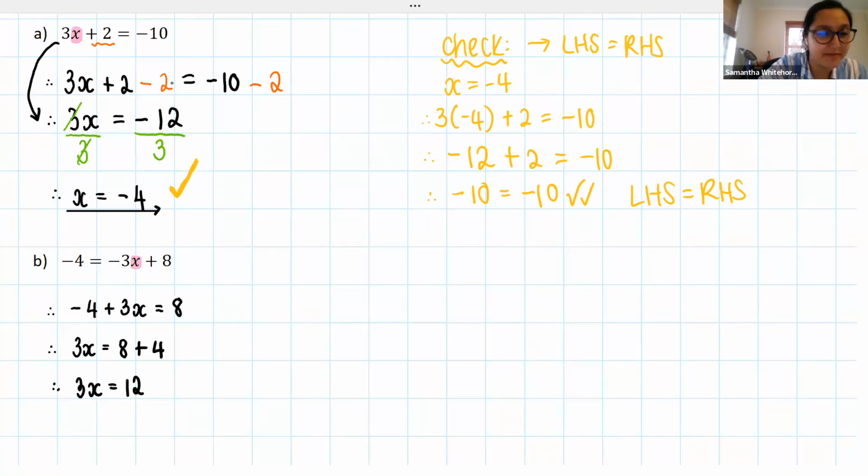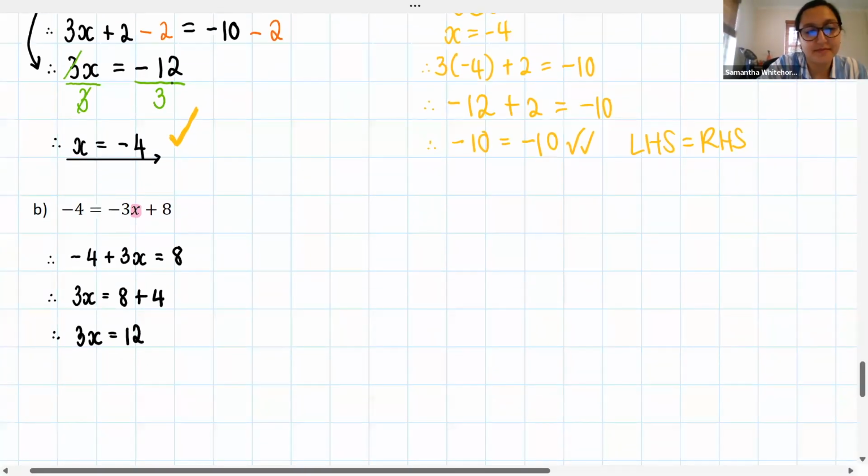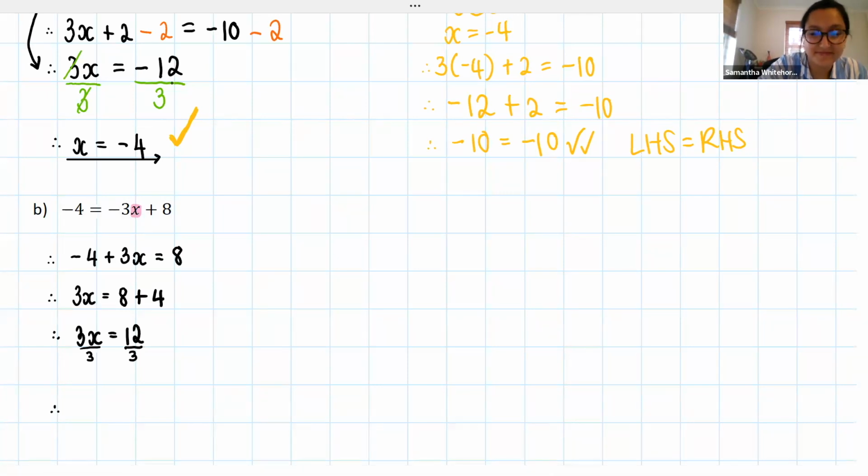So 3x equals 12. Divided by 3. Then the 3x, yes. And then 12 divided by 3 is 4. Therefore, x is equal to 4. Perfect. Excellent. Well done. Really good explanation there.